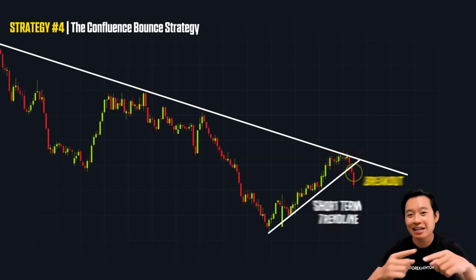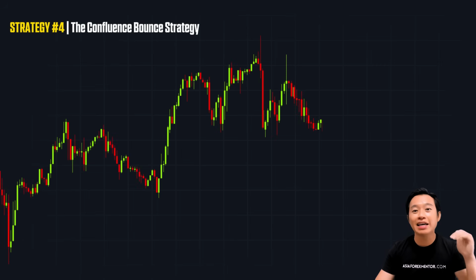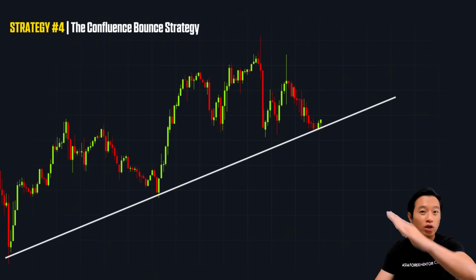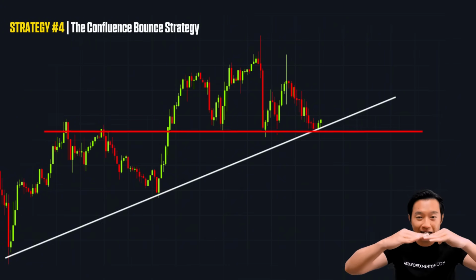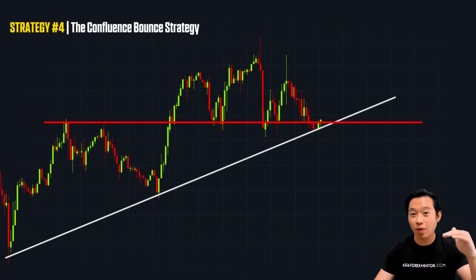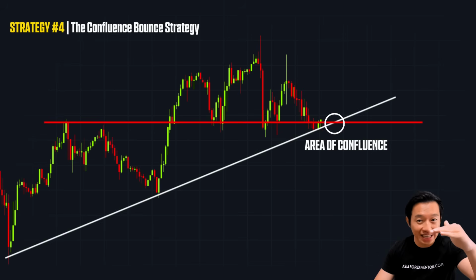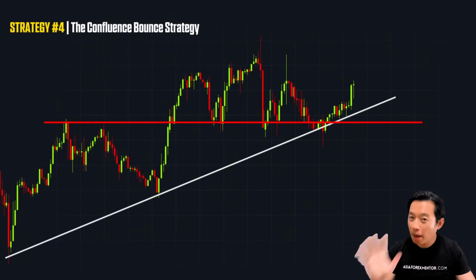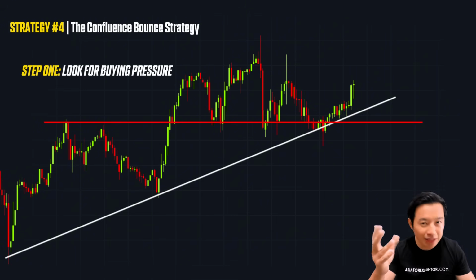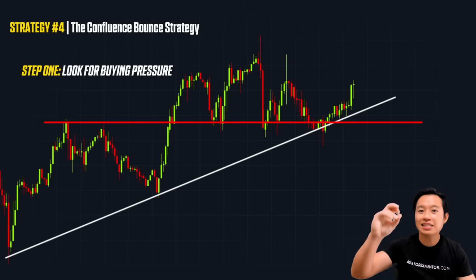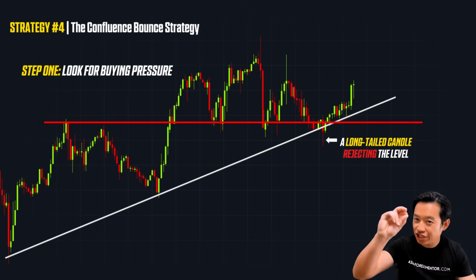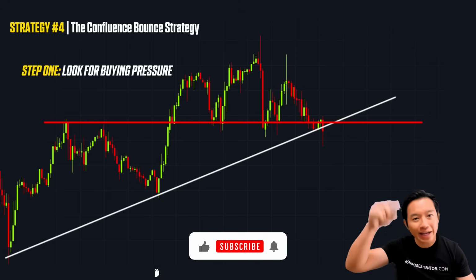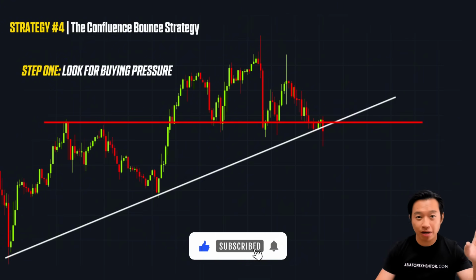Now let's flip it. In an uptrend, we confirm that price is making higher highs and higher lows. We draw our trend line below the swing lows, and then we check for a support zone that lines up with that trend line. That's our high probability confluence area. Now price pulls back to the line, and we look for buying pressure, for example price action bars. Let's say a long tail candle that is rejecting that level, or multiple failed break attempts. That's step number 1.